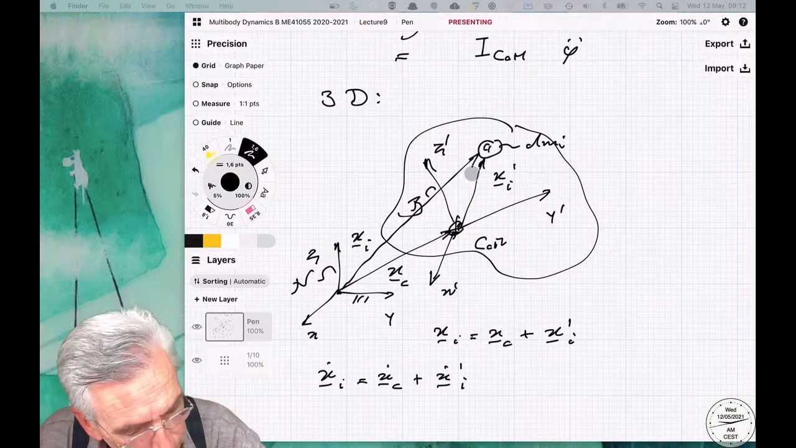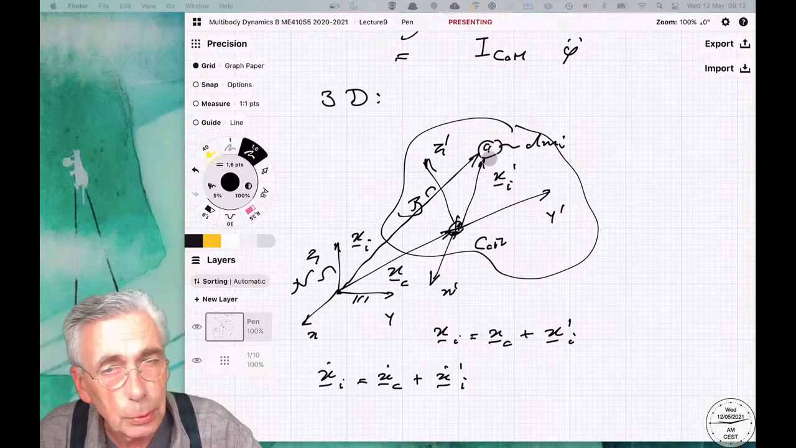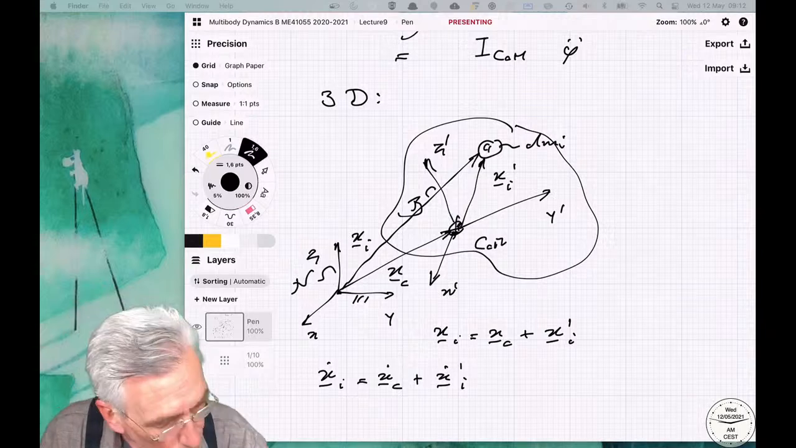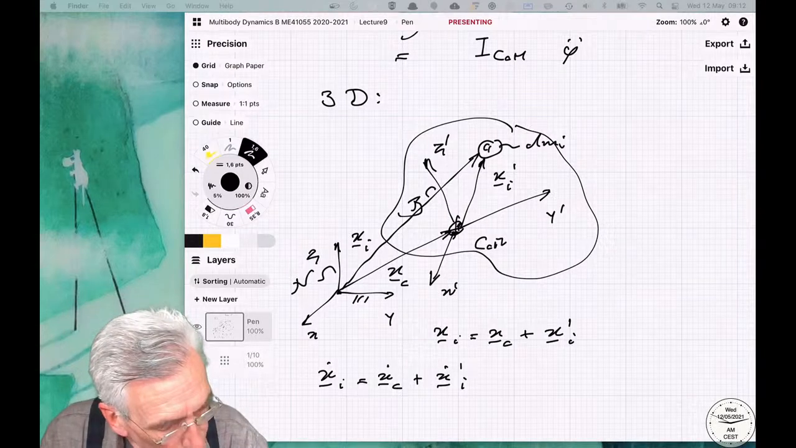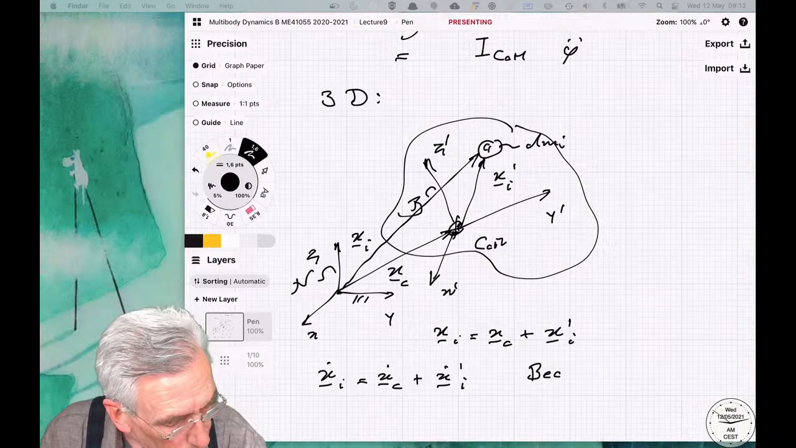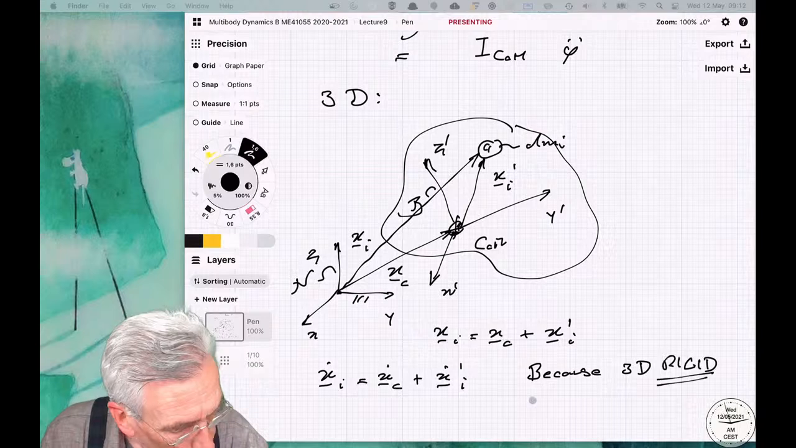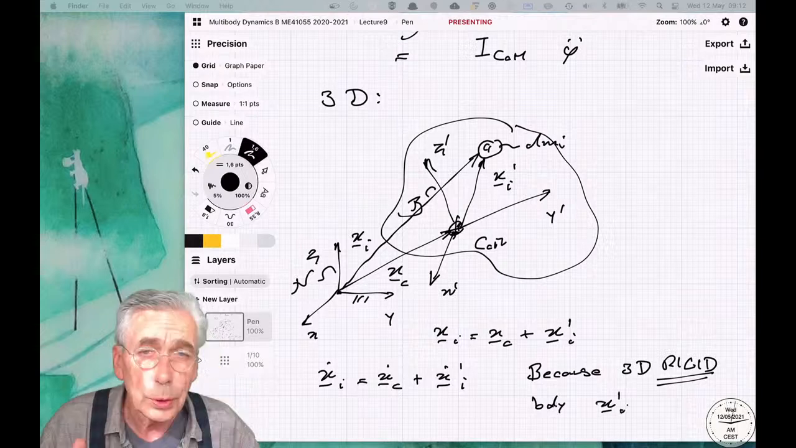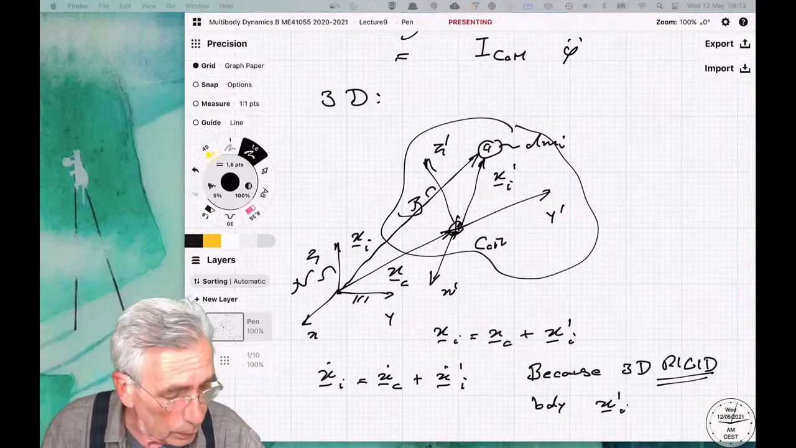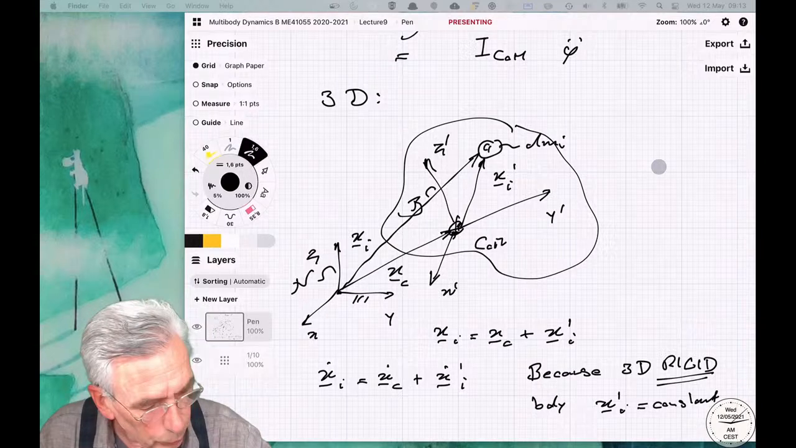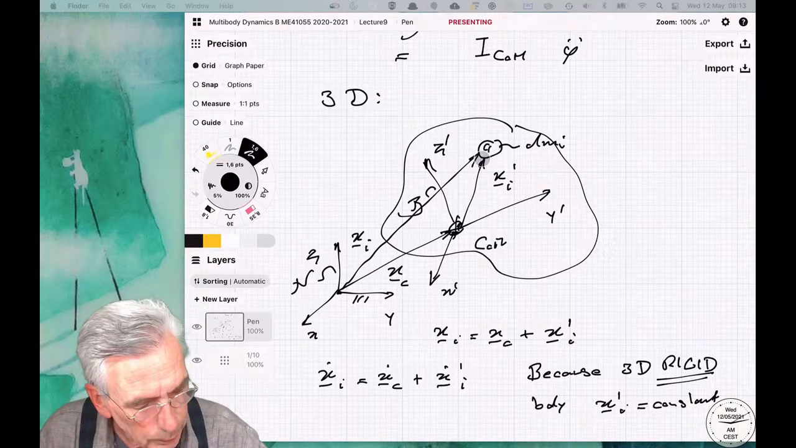Now the nice thing is that, since it's a rigid body, this distance is constant. We have a 3D rigid body, rigid, that is the thing. Meaning that this x_i prime, so the coordinates within the body, are constant. Although the body can float everywhere, this distance is constant.